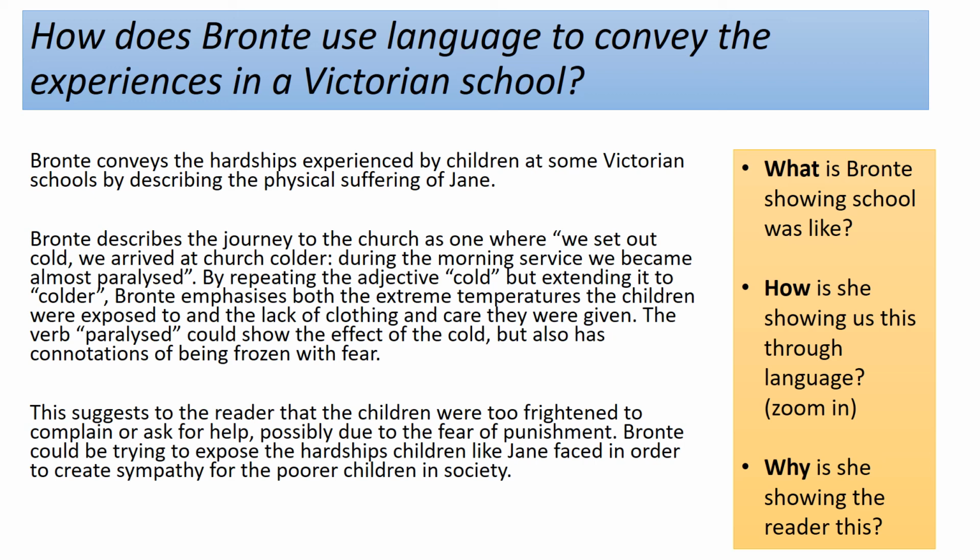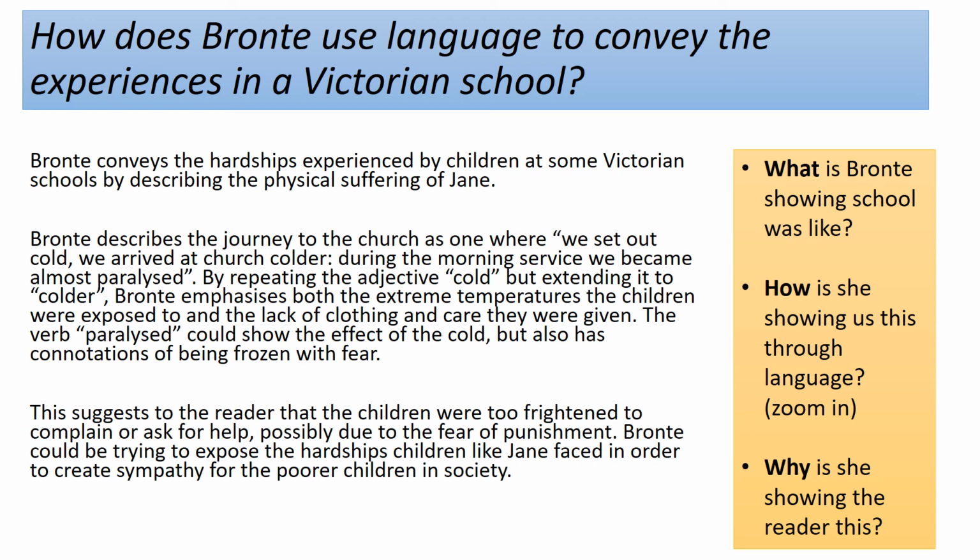Then if we look at the second part of the paragraph, the how, you'll notice that we've got a quote which is quite long, but what we've then done with that quote is we've picked out some really important things. Firstly, the adjective cold has been repeated, and we've also picked out the verb paralysed. So try to pick out one or two, maybe even three key words that you could then talk about. Try and label them with things like adjectives, repetition, verbs, but more importantly, don't forget to say what those words suggest. So if you look at that very last line of the how section, the verb paralysed could show the effect of the cold, but also has connotations of being frozen with fear. Use that word connotations to explore the different things that a word could mean.